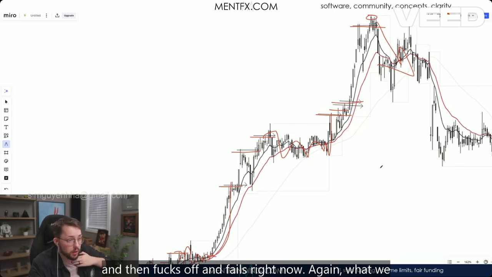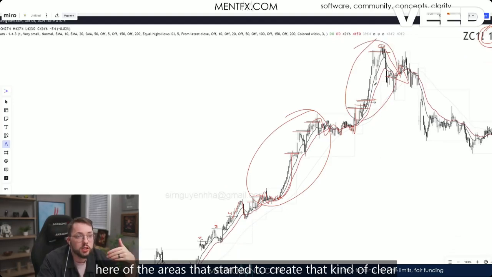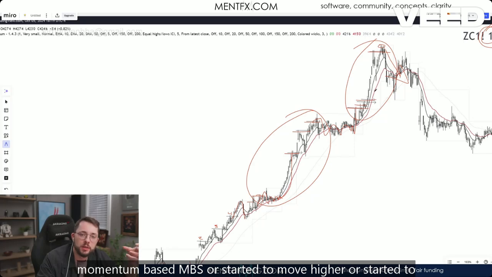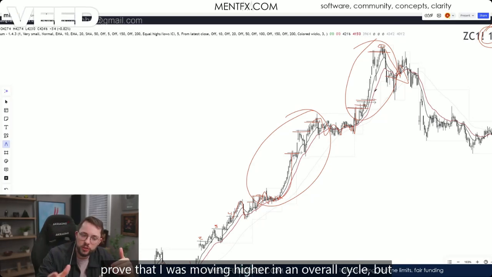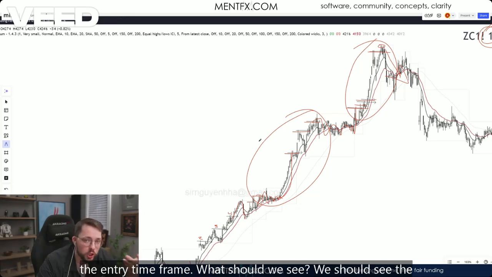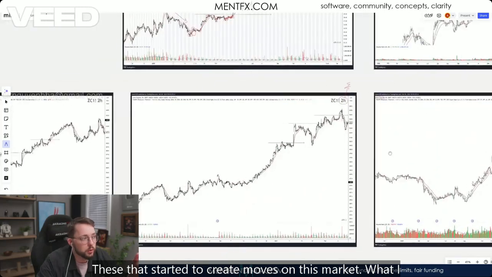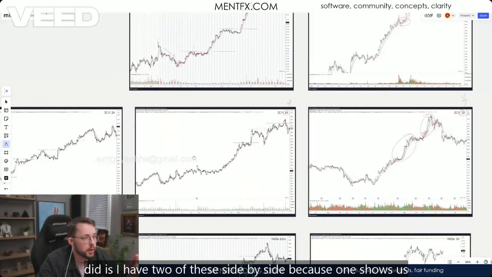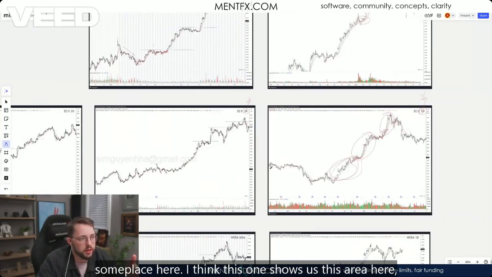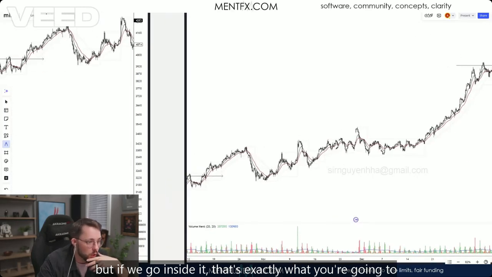Now again, what we should understand is that if we go inside of these areas, the areas that started to create clear momentum-based MBs, or started to prove that it was moving higher in an overall cycle, moving higher with the averages, then as we go inside of these on the entry time frame, what should we see? We should see the same cycle with the same accumulation-based MBs, double MBs, that started to create moves in this market. I have two of these side by side because one shows us someplace here, I think. This one shows us this area here. But if we go inside it, that's exactly what you're going to see.